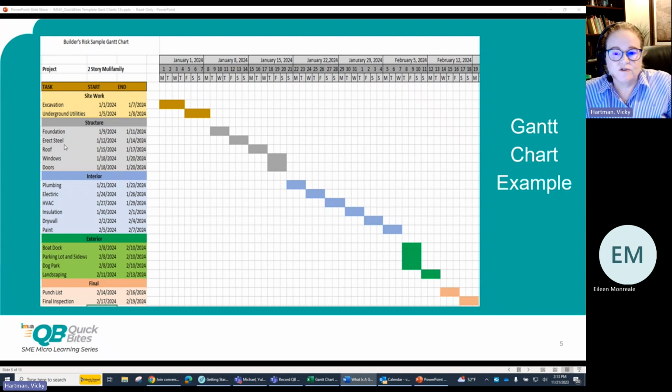And dependencies are also shown, which tasks need to be completed before another one can start. For example, the steel structure can't be erected until the foundation is in place. There are some tasks which can be done at the same time. In my example, the windows and the doors.